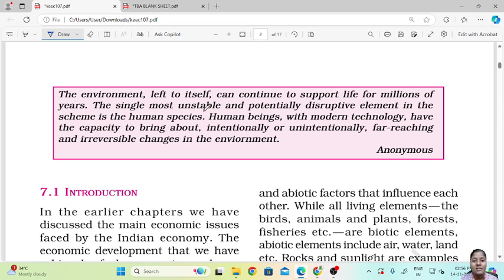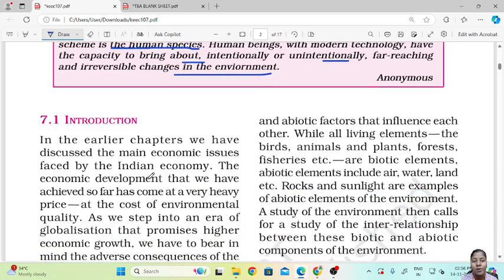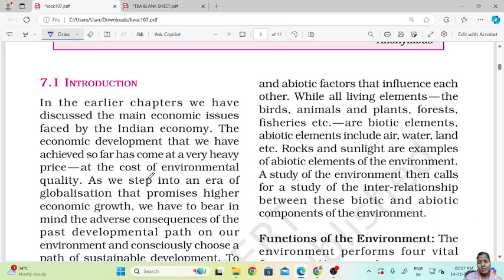The single most unstable and potentially disruptive element in the scheme is the human species. Human beings with modern technology have the capacity to bring about, intentionally or unintentionally, far reaching and irreversible changes in the environment. In the earlier chapter of class 11th economics we learned about the main issues with regards to the Indian economy, and the economic development that we have achieved so far has come at a very heavy price, at the cost of environmental quality.